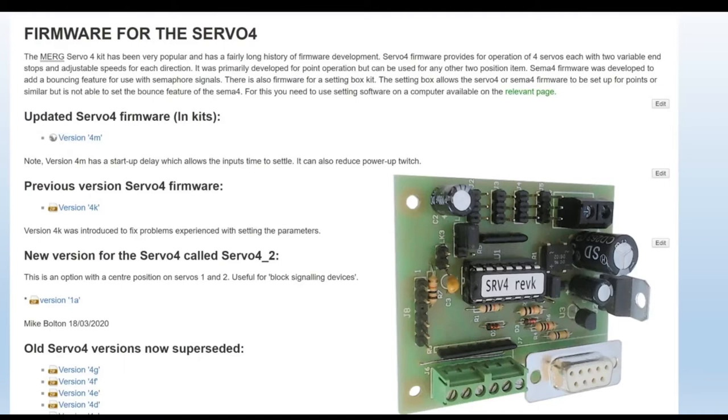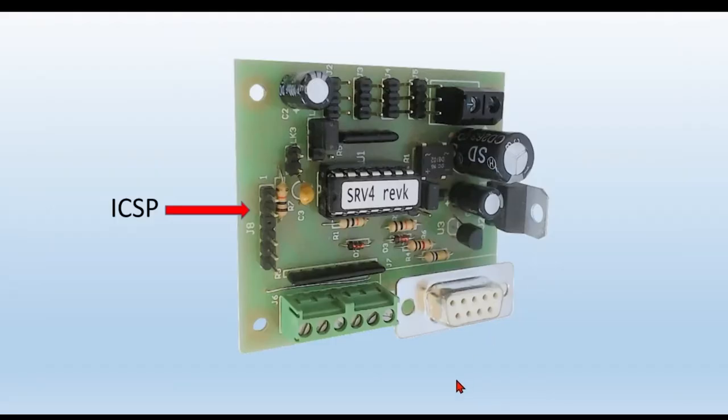This is the Servo 4 board from MERG that handles 4 servos. As you can see, it's a revision K, but in fact now there's a version 4M, and there have been previous versions going all the way back to 4A, so you might want to upgrade this board. How do you do it? Well, the board has a 5-pin connection there called J8, and it's called the ICSP connection, in-circuit serial programming. You can program the chip while it's still in that board with a particular programming cable.